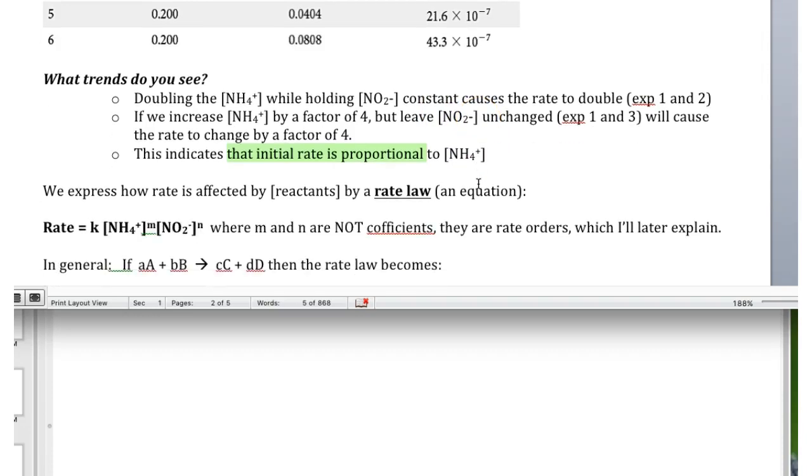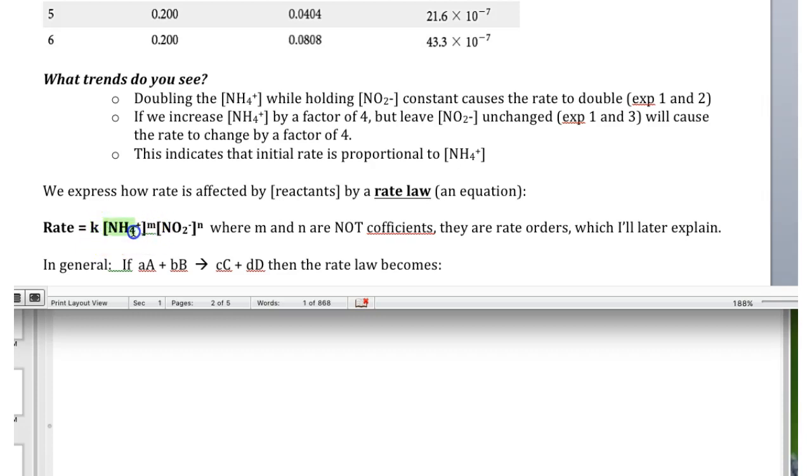Okay, so how do we express a rate law? The rate law is written as rate is equal to some constant. We're going to call it K. Don't get confused with the equilibrium constant. This is not the equilibrium constant. This is different. This is a kinetics related constant.